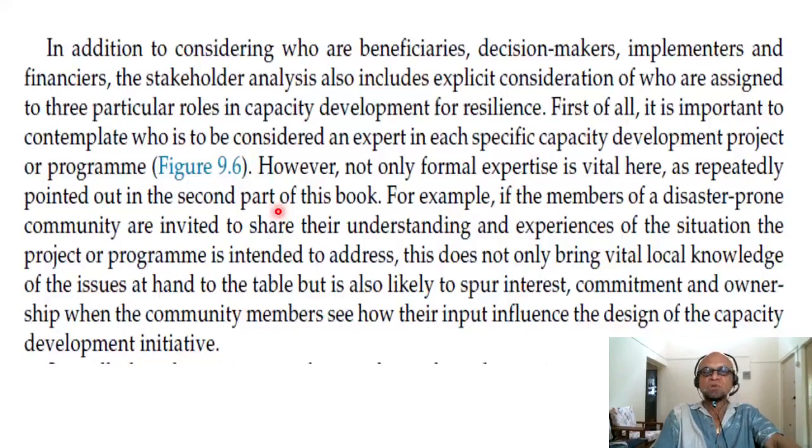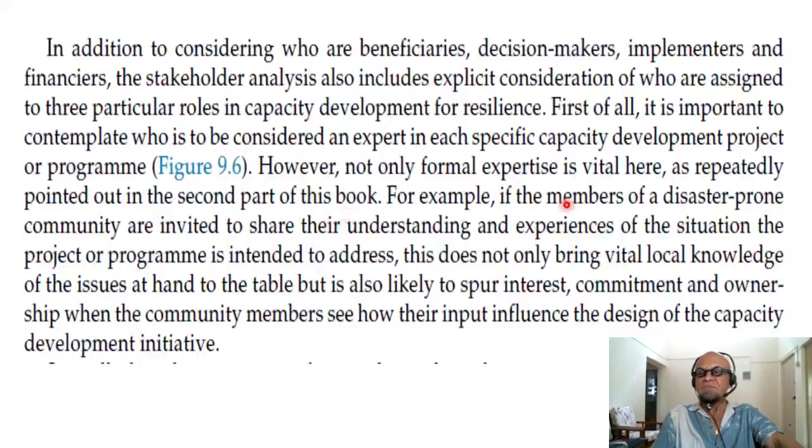The stakeholder analysis also includes explicit consideration of who are assigned to three particular roles in capacity development for resilience. First of all, it's important to contemplate who is to be considered an expert in each specific capacity development project or program, as we saw here. However, not only formal expertise is vital here, as repeatedly pointed out in the second part of this book, where we looked at approaching the world.